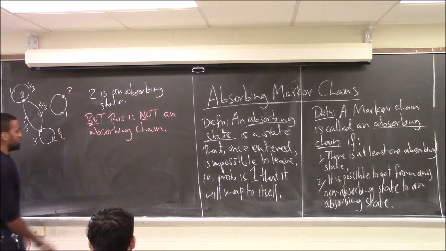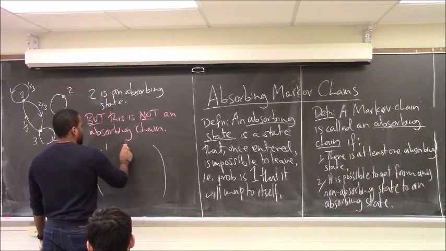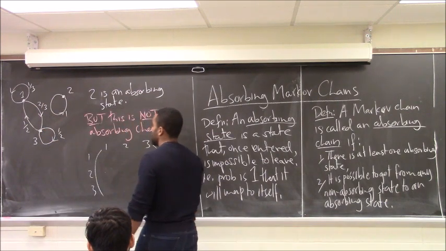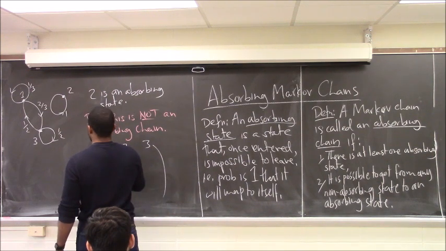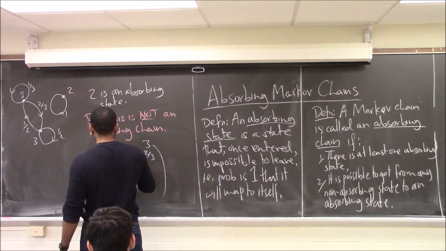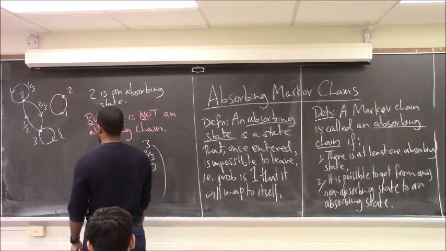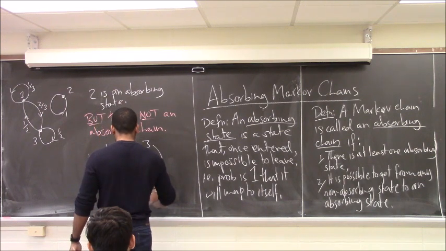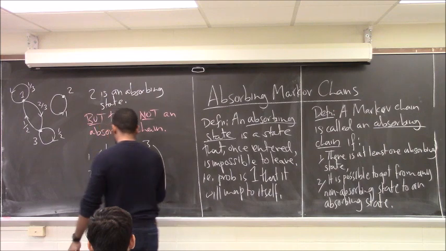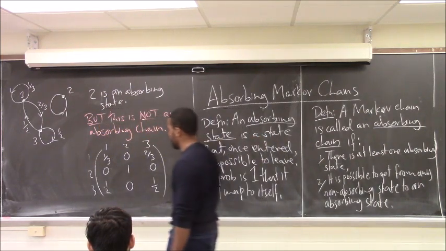And of course, you could draw the matrix for this. 1 goes to itself by 1/3. It does not go to 2. It goes to 3 at 2/3. 2 goes to itself with probability 1. It goes 0, 0. 3 goes to itself with 1/2 probability. It goes to 1 with 1/2. And that was 0. So that's an example of what the matrix might look like.